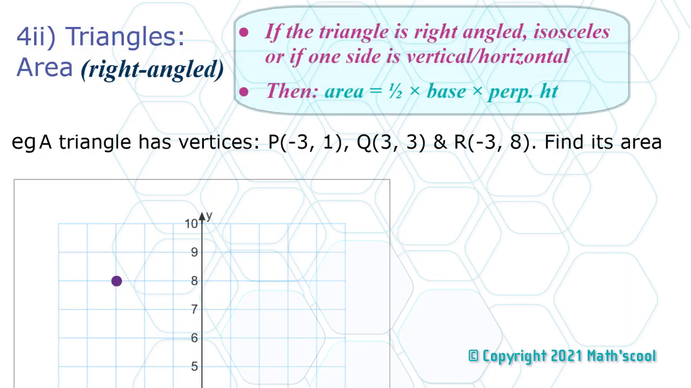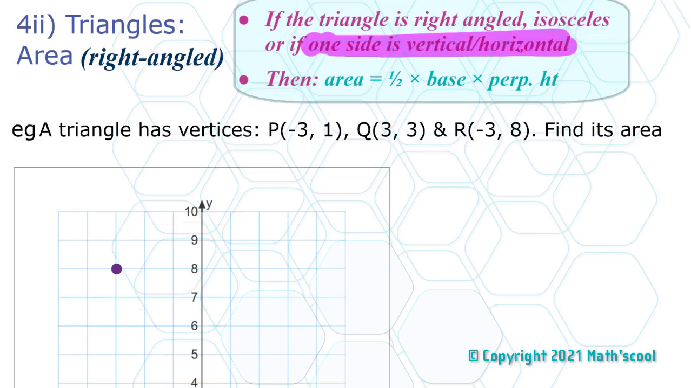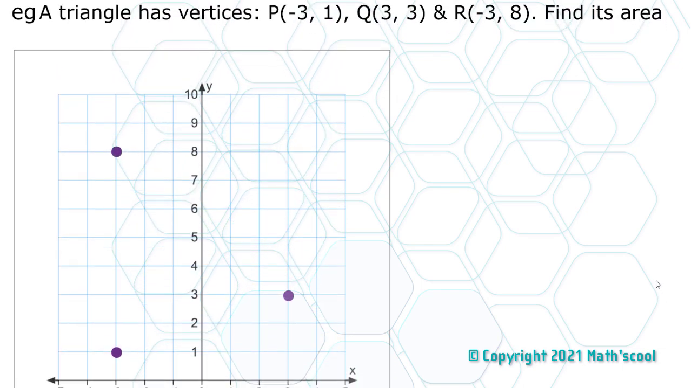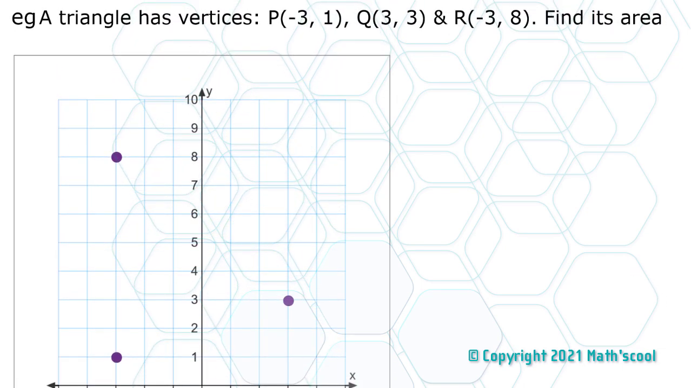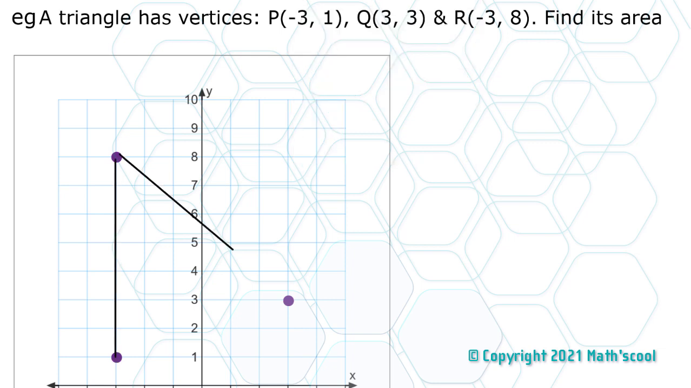Finding the area of a triangle. If a triangle is right angled or is isosceles, or if one side is vertical or horizontal, then we can just use area as half base times perpendicular height. So we want to find the area of this triangle here, and let's just draw in the sides. So we've got a side here, a side here, and a side here, and we're told the coordinates of the points. So P is (-3, 1), Q is (3, 3), and R is (-3, 8).